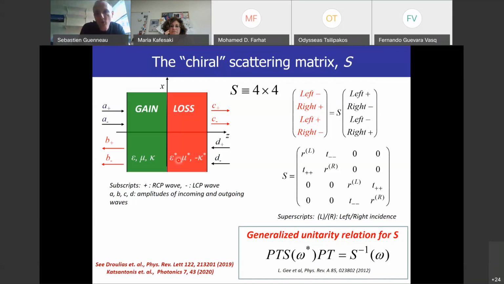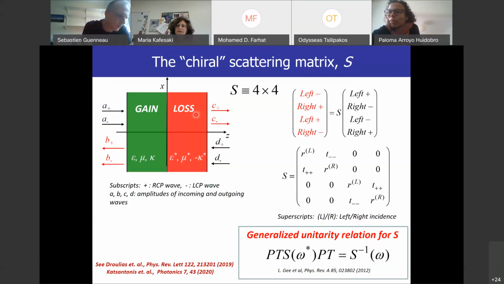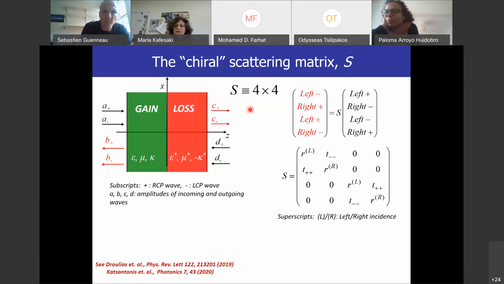Okay, so please, people, come forward with your questions. It's a unique opportunity to ask even naive questions like mine to Professor Kafesaki. Yes, please, hi, Paloma. Sebastian. Can I ask something? Yes. I was wondering about your diagram where you go from the PT unbroken to the mixed broken phase.